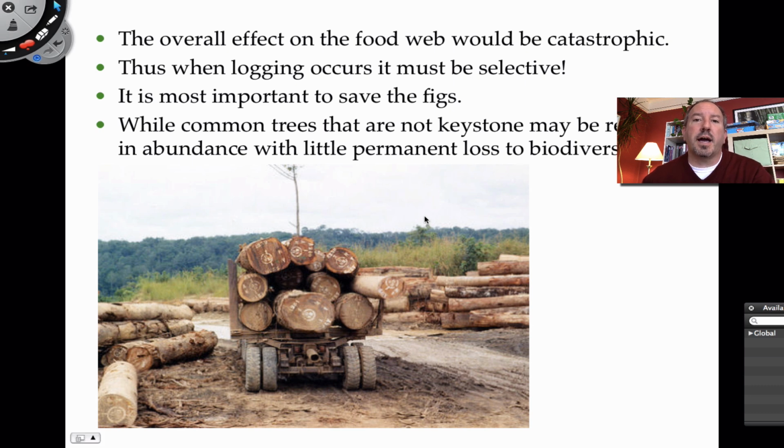So how do you like that? Interconnection between trophic levels and dominant species and keystone species, and it's all related in the community.